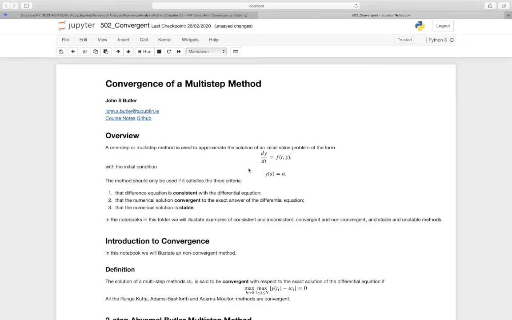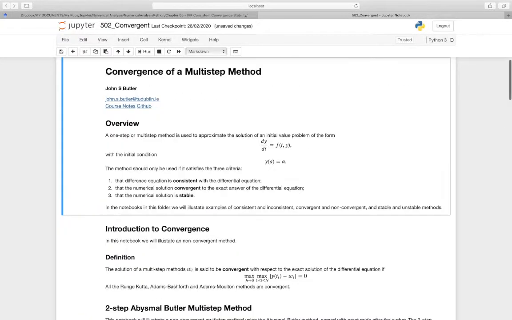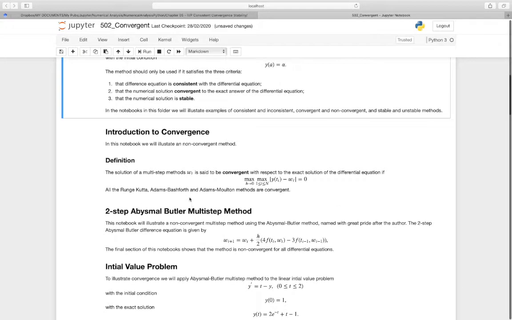In this video, I'll talk about the convergence of a multi-step method. Like before, we'll look at the initial value problem, dy/dt is equal to f(t,y), and we have our trifecta: consistency, convergence, and stability. So in this video, we'll look at a method that is not convergent, or non-convergent. But first, let's define convergence.